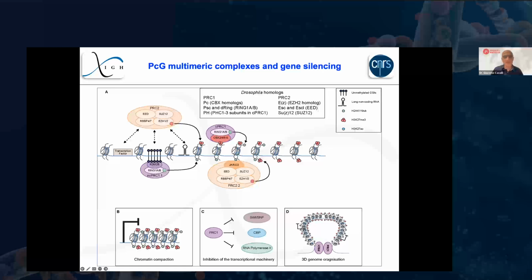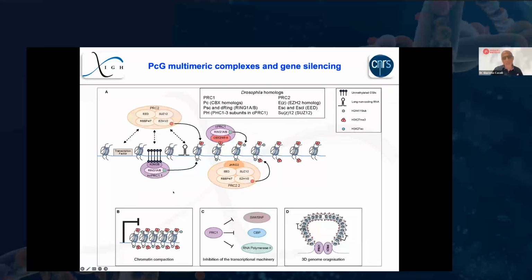And K27 trimethylation in turn is recognized by PRC2 itself and by the canonical PRC1, the first variant of the Polycomb class. So this forms a sort of self-enforcing loop. Once you start recruiting Polycomb proteins, you start with a variant PRC1, then you get PRC2, then you get canonical PRC1, and this all reinforces the binding of the others.